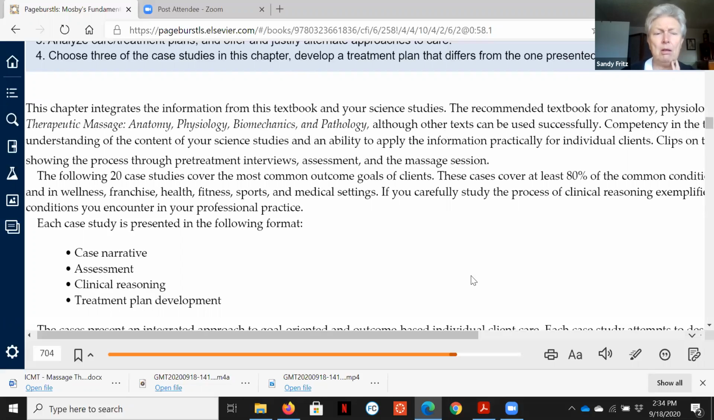This chapter will also, as you read through each of these case studies, work your brain into a critical thinking, problem-solving mode that will help you as you take the MBLEX exam. It'll help you develop a way of thinking. So, important chapter, don't shortcut it. They're all put together like this: a story, assessment information, a thought process through that, and a treatment plan development.